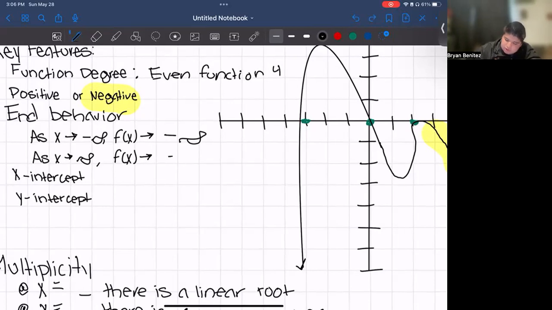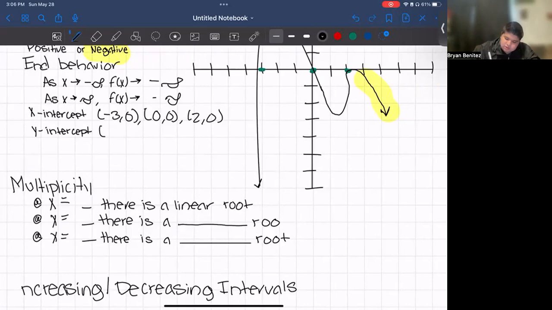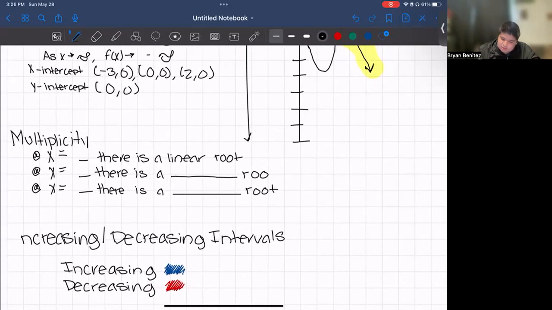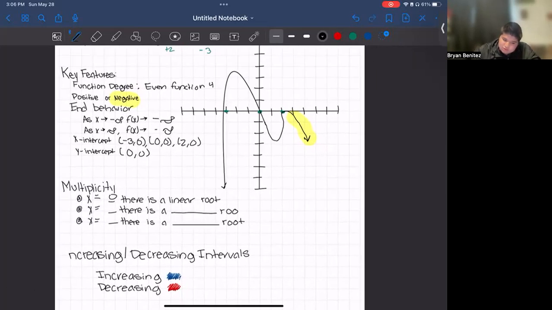And then we know that our x-intercepts are negative 3, 0, 0, 0, and 2, 0. Okay, and then we also know that our y-intercept is going to be 0, 0. And then our multiplicity, you can see that there is a linear root on 0, 0. And then on positive 2, there's a quadratic root.